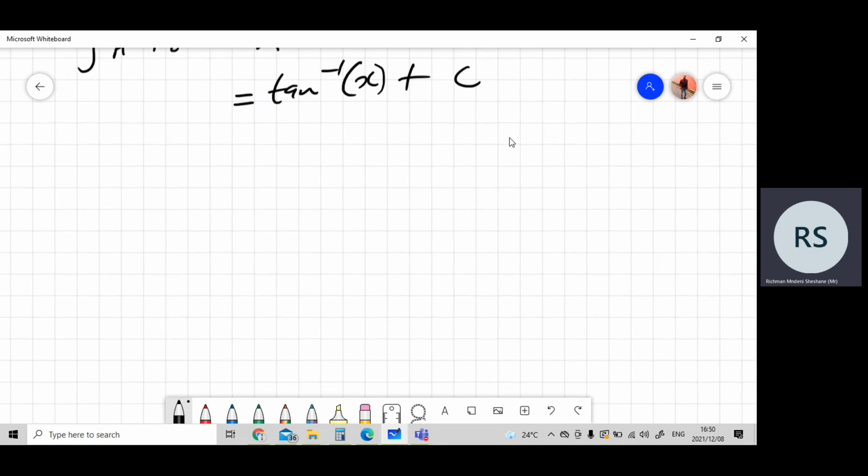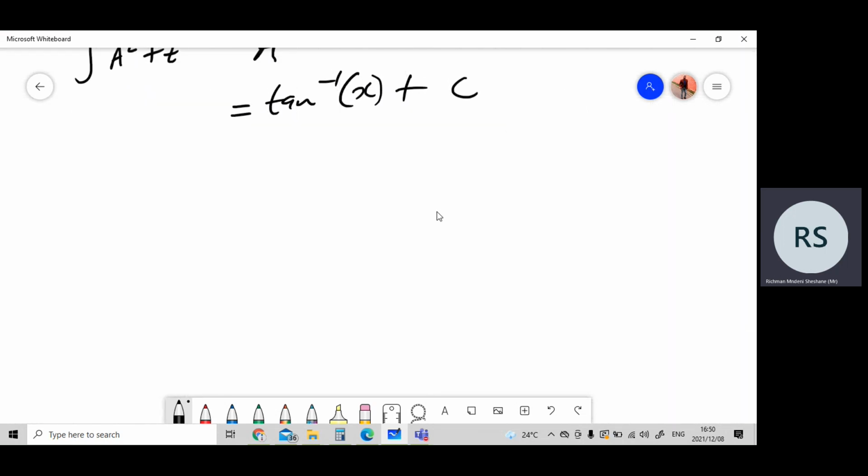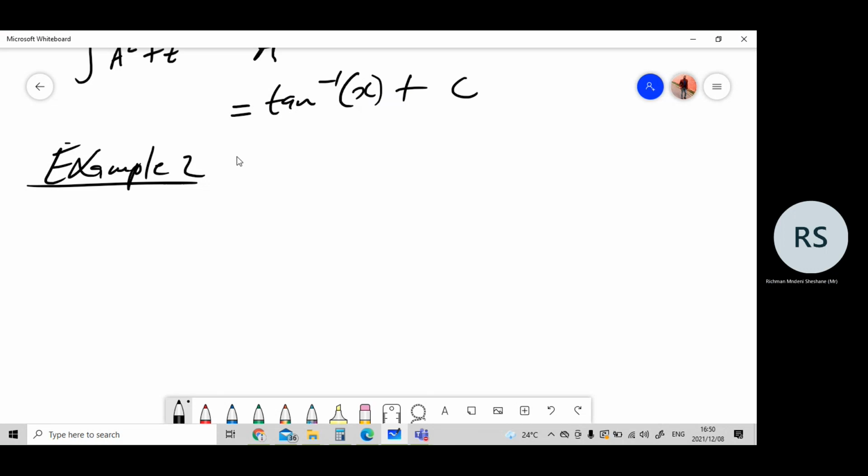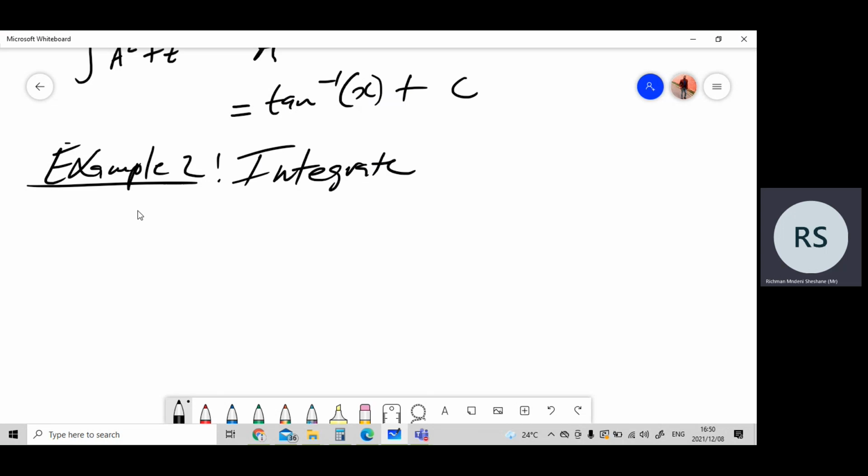Let me give you just an example so you'll be familiar with these standard integrals. Example 2. The question will always say integrate. So you should know which technique you should apply. You already know when you integrate the product of two functions, you may need to use integration by parts.